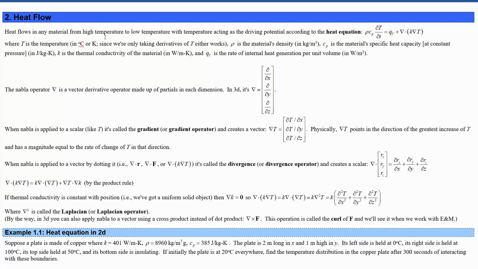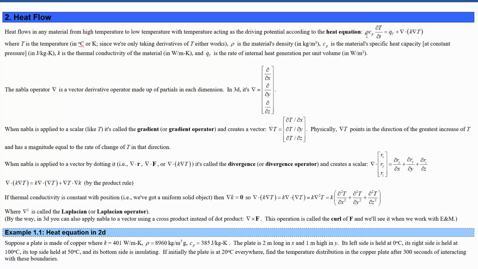Heat flows in any material according to temperature. Temperature acts as a driving potential for heat flow, and it's modeled through this differential equation, the heat equation. This is a partial differential equation. It includes derivatives with respect to time and derivatives with respect to space, and its dependent variable is the temperature.